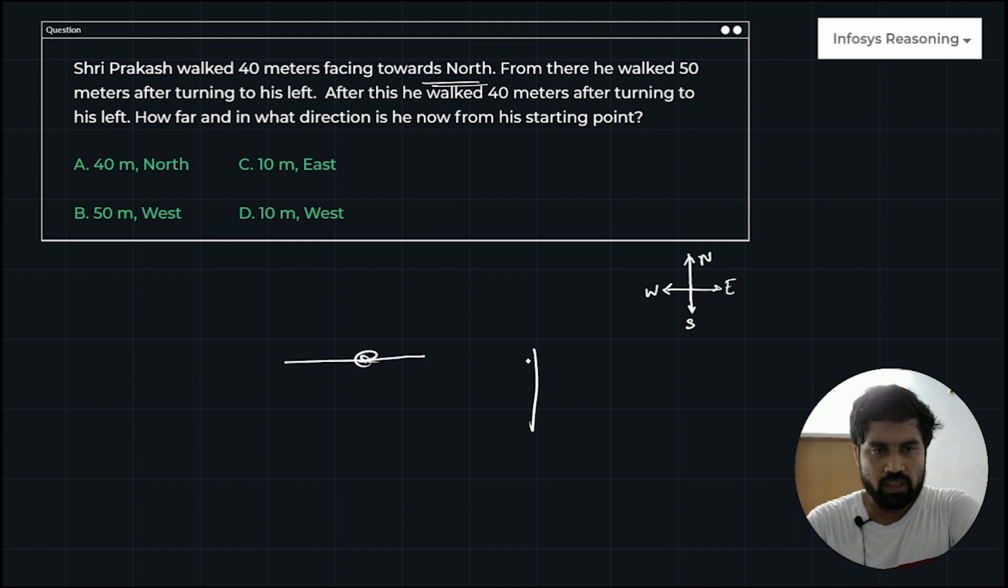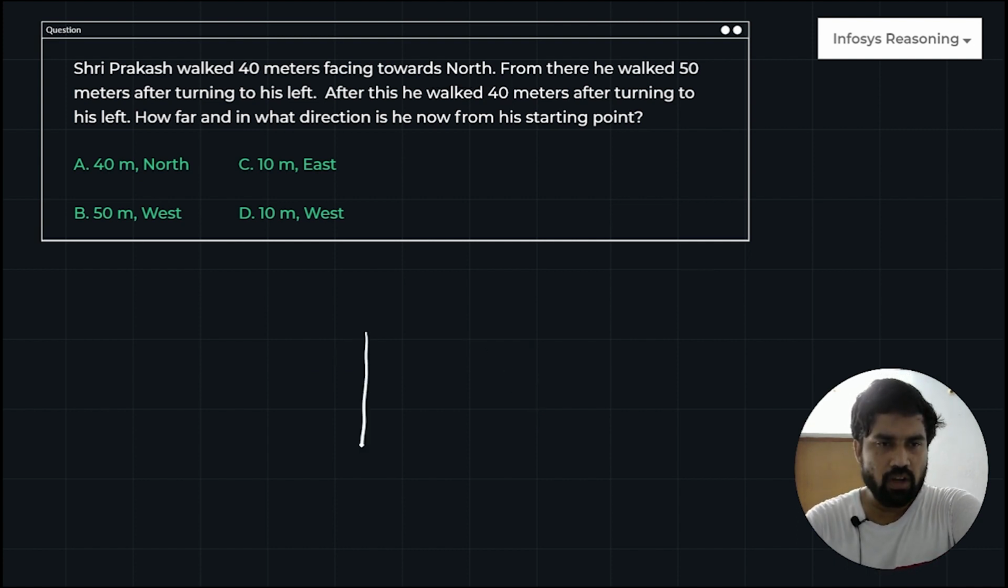He is traveling towards the north. So this is the north. I'm just clearing the screen for you guys. So this is the north. He traveled for 40 meters. And just look at the next one.